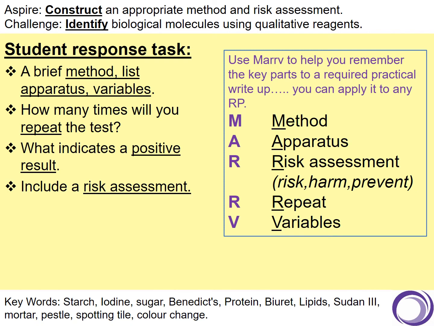If you're ever asked about a method, it's usually a 6-mark question in the exam. Try and think about MAV, okay? That stands for method, apparatus, a risk assessment, repeating and labeling those variables. I'll talk about variables in the next couple of lessons, but you may have come across independent variable, control variable, and dependent variable. So if you are asked a 6-mark question, write the method, list the apparatus, a risk assessment, make sure you talk about repeating, and then list your variables. You'll do very well on those exams.